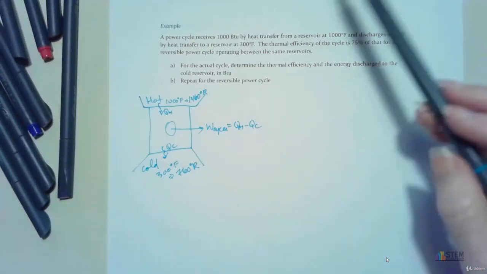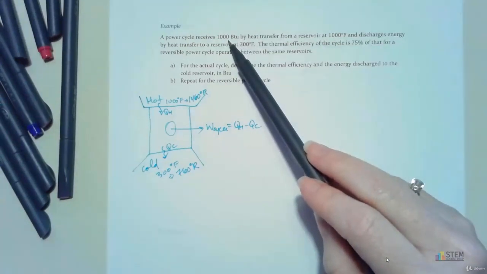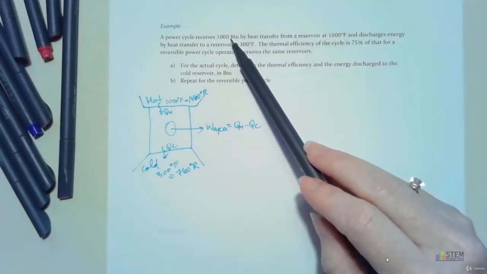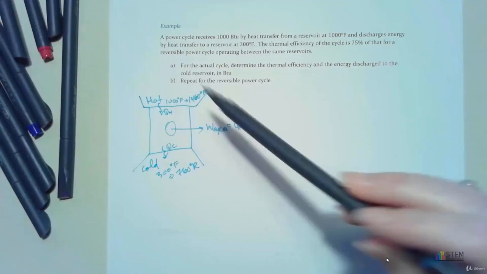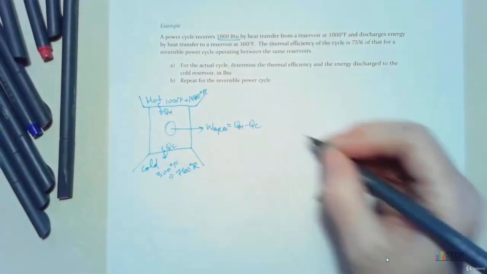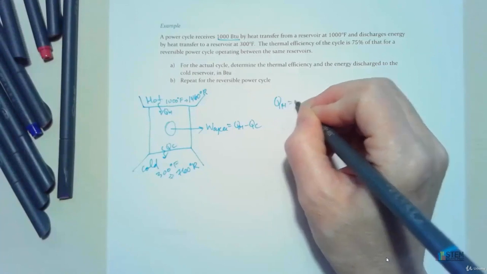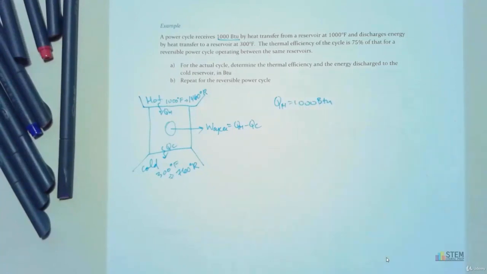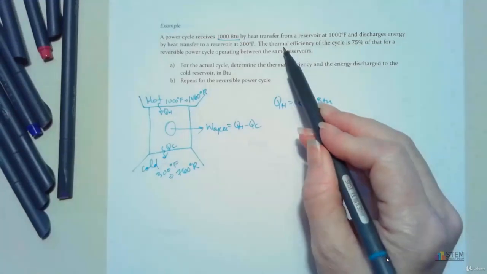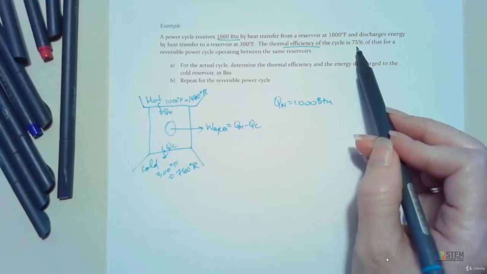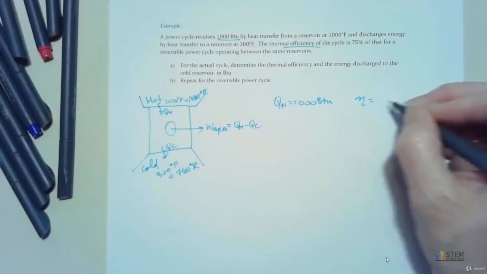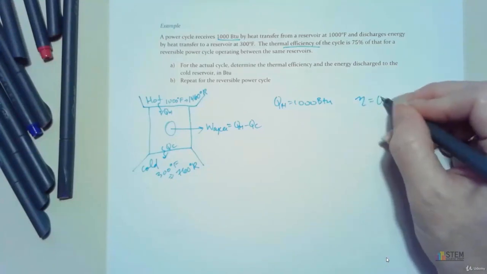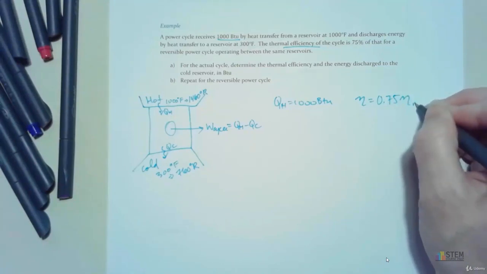All right, now we also have that the power cycle receives 1000 BTU by heat transfer from the reservoir at 1000 degrees. That's telling us what QH is. So QH is 1000 BTU. We were given that. And we are also given the fact that the thermal efficiency of our cycle is 75% of that for the reversible cycle. If we write that out in equation form, that means eta is going to be 0.75 times eta max.